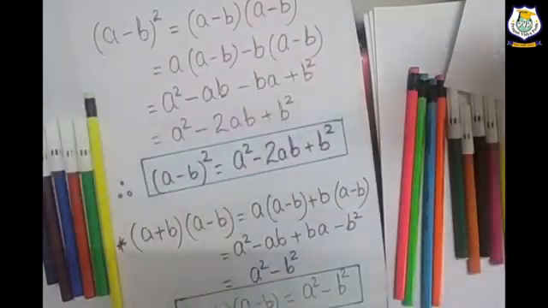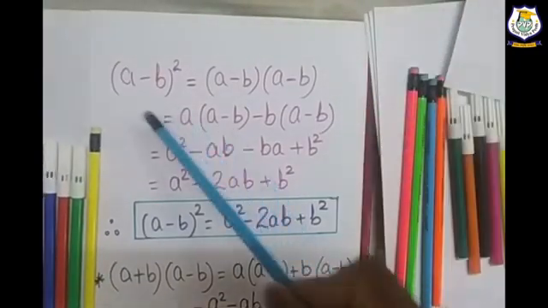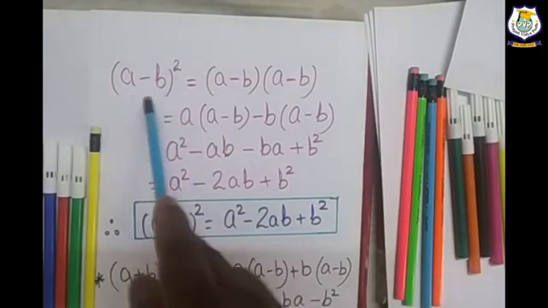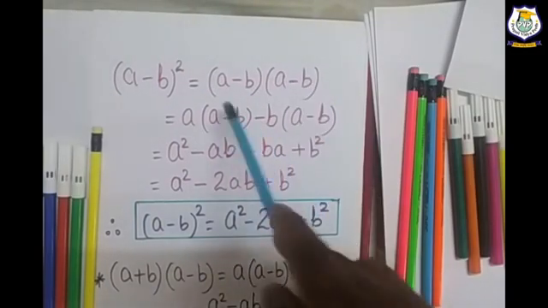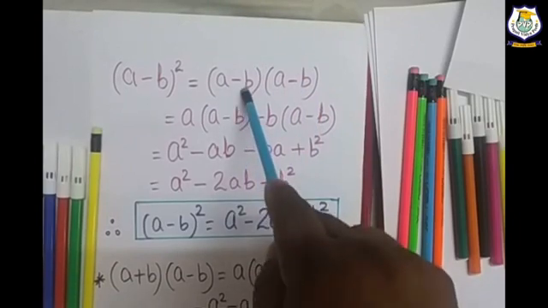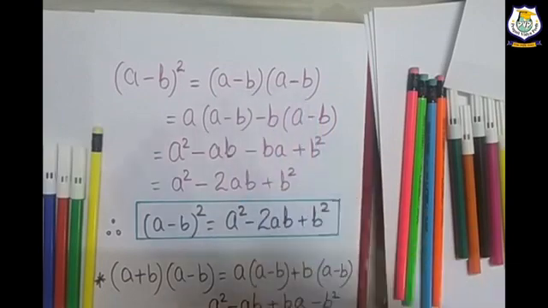Take another identity also. Suppose we have the next identity, a minus b whole square. Again it has a power 2. a minus b whole square means a minus b multiplied by itself 2 times. Therefore, a minus b multiplied by a minus b. During the multiplication, we must take care of the signs. This is one of the most important factors.